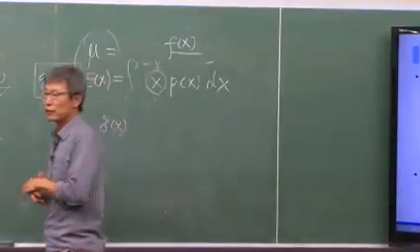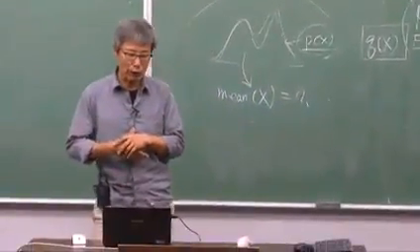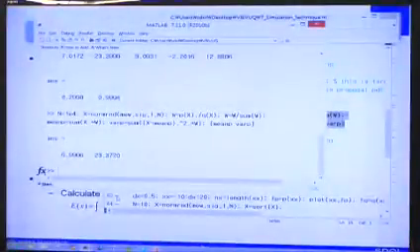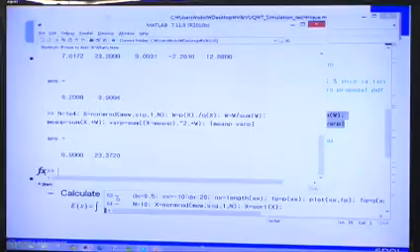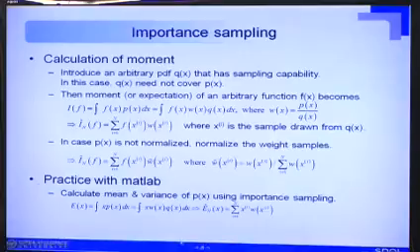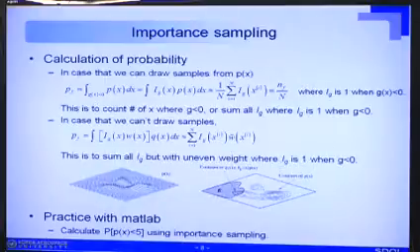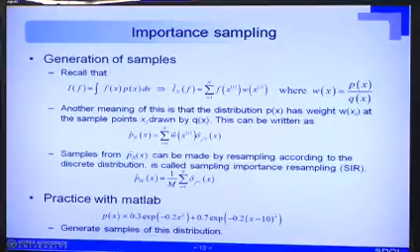So with this, I only showed you how to calculate the mean and variance and things like that, but I did not explain how to make samples. That is our primary interest here. I will skip this one. This is a much less important issue here, so I will skip this, and I will move to here: how to generate samples based on importance sampling.